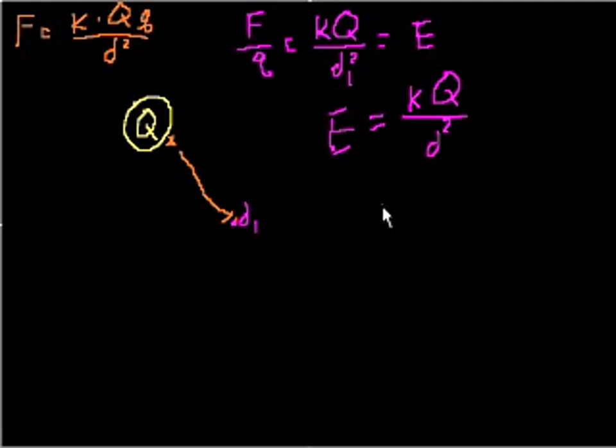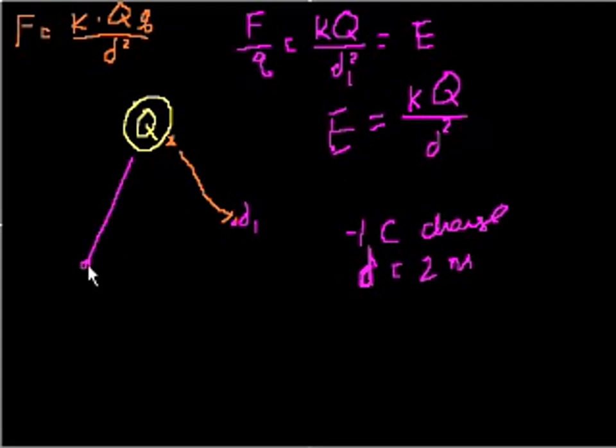For example, let's say I have a -1 coulomb charge, and the distance is, let's make it easy, 2 meters. So first of all, we can say in general, what is the electric field 2 meters away, out here? It's 2 meters away, and it's radial, so it's actually along this whole circle. What is the electric field there?